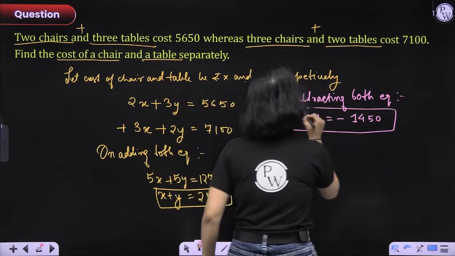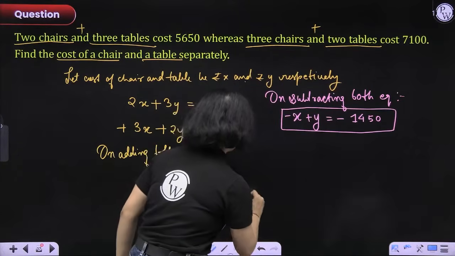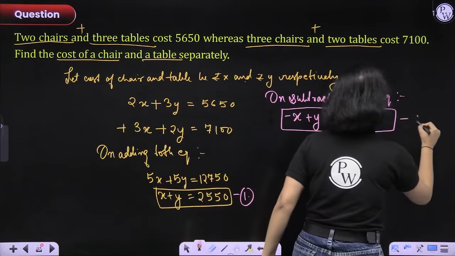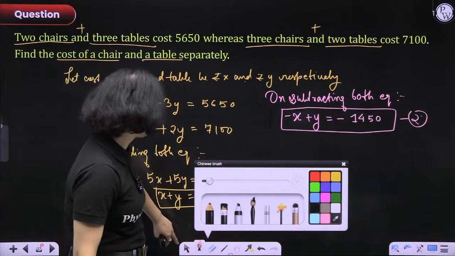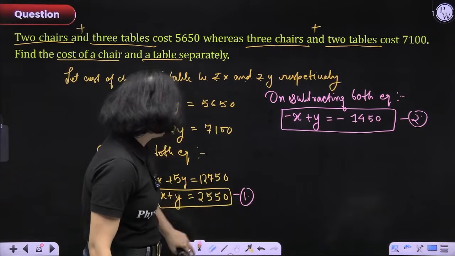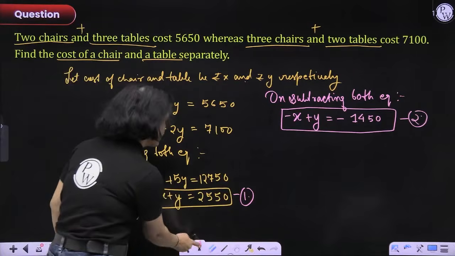Now what you can do is name these equations. Since we have named nothing as 1 and 2, I'll name these as 1 and 2 respectively. So now you can simply add 1 and 2, because the coefficient of x, in fact the coefficient of y is also the same, so you can add or subtract whatever you want. You'll get your answer.